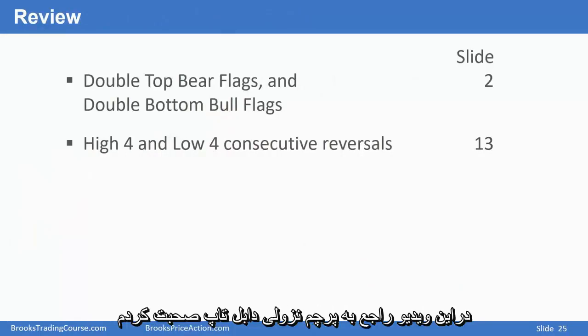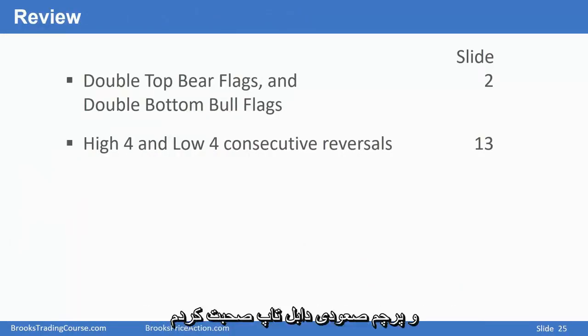In this video, I talked about double top bear flags and double bottom bull flags. I then talked about complex reversals, which are variations of high 4 bottoms and low 4 tops.